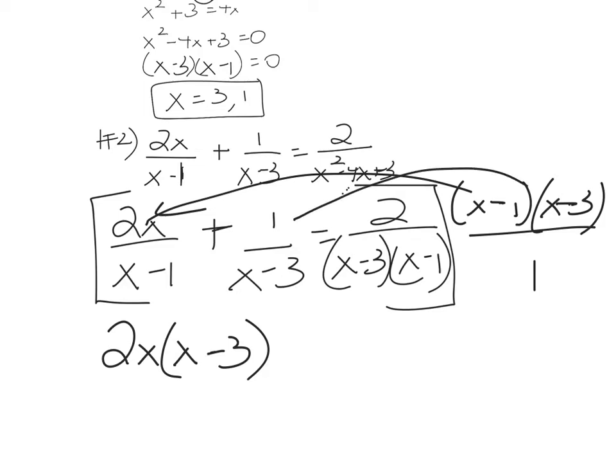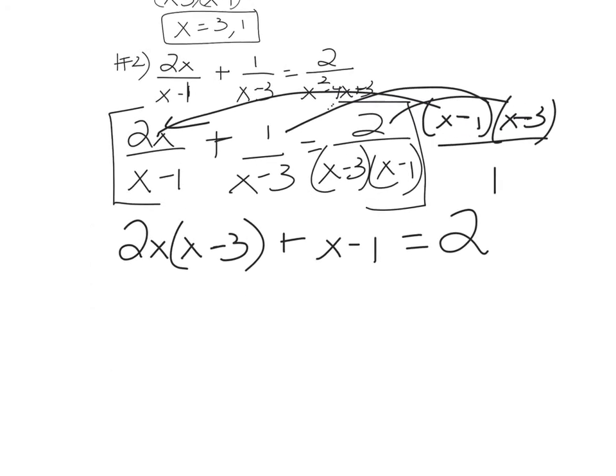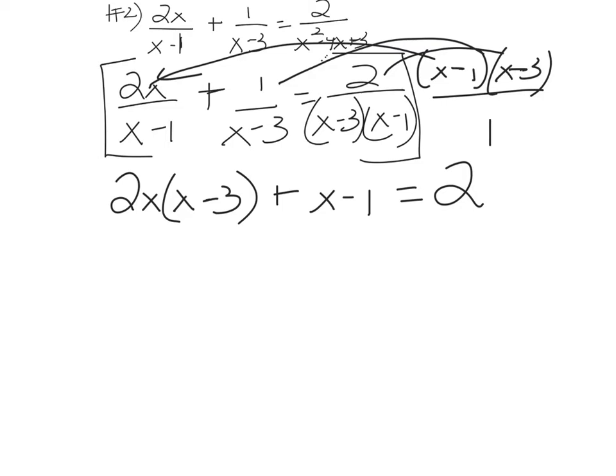Here we multiply, and our x minus 3's reduce, leaving us with 1 times x minus 1. And then over here, they both reduce. We have an x minus 3 on top and bottom, and x minus 1 on top and bottom, and we're left with 2. Okay, now we've cleared all our fractions and we've created a quadratic to solve.